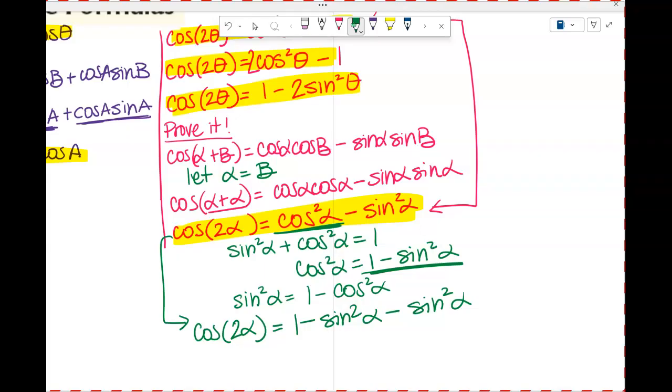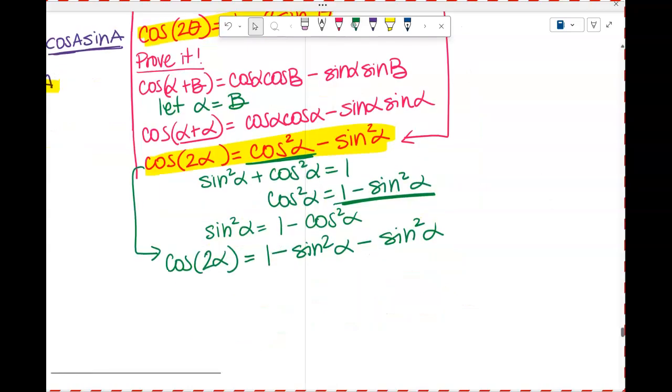So this is where your other identity for the double angle of cosine comes in, because of the Pythagorean theorem. Okay, so now cosine of 2 alpha, oh, that looks like alpha and alpha. So let me just write the 2 a little bit better.